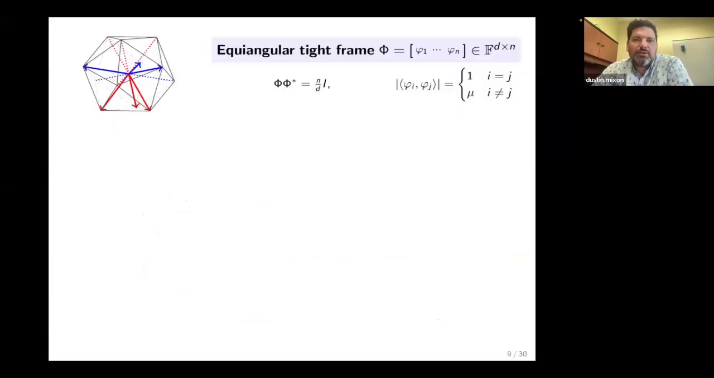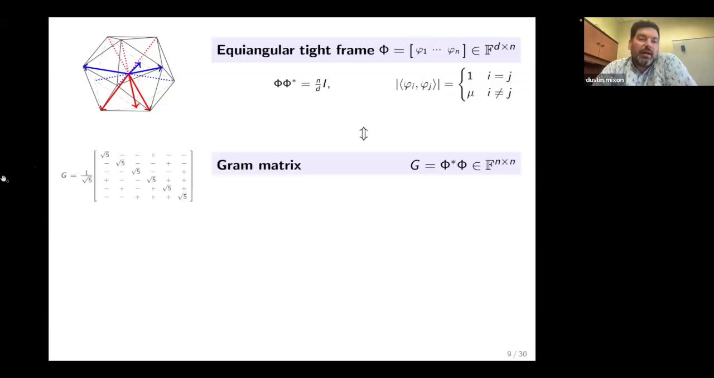Cool. So let's think more about how to tell whether something's an ETF. So I just told you you want to be tight so that phi phi star is a multiple of the identity, and you want to be equiangular, so the absolute values of inner products between different columns are all equal to the same thing. So obviously, the way to look at these inner products is to inspect the Gram matrix, and we can see that, yeah, all the off-diagonal entries are equal.